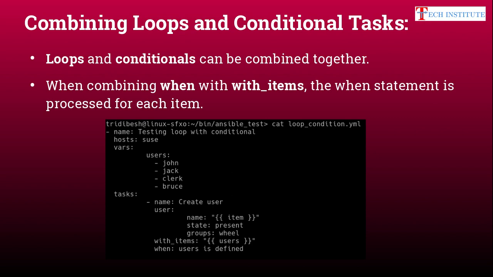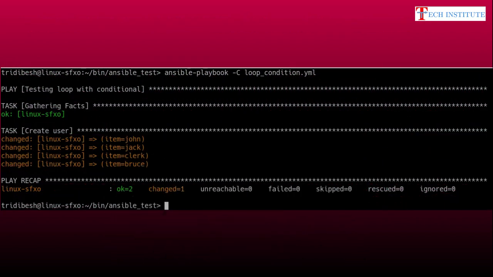Now in this case, if you see, users is defined, right? So it will create all those users. But if users is not defined, it will not create any of these users. So like this you need to do. Now you can see here, as I have defined, that playbook runs and it creates the users John, Jack, Clark and Bruce. Now if it is not defined, it will not run the playbook, it will just simply skip the task without giving any error.